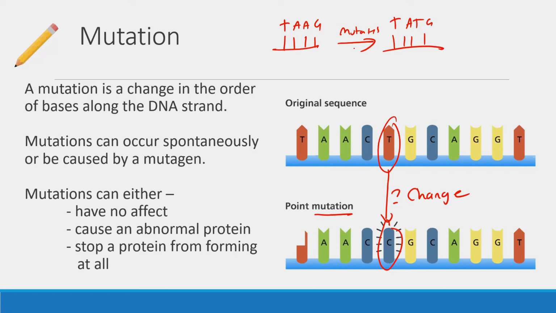Abnormal meaning not normal. So it might make a not normal protein rather than a normal protein. Let's say you've got a protein that makes your skin brown, and then suddenly it doesn't work very well. You might have someone with lighter skin, or it might stop the protein from forming at all. So it might actually cut that protein, and then you might have someone with albinism, completely white because they can't make any pigment because that protein doesn't work. So that's the main thing here.